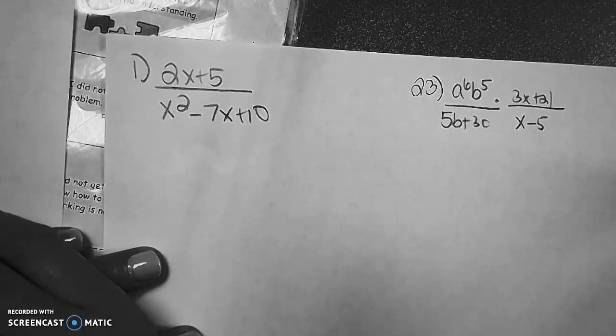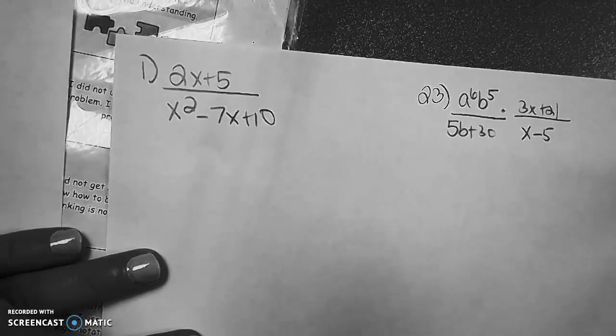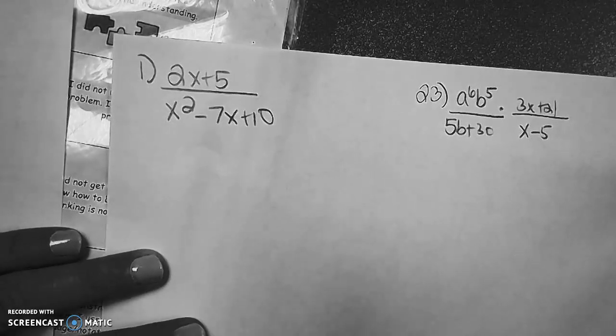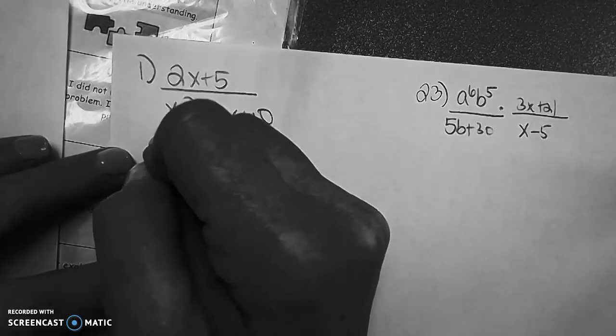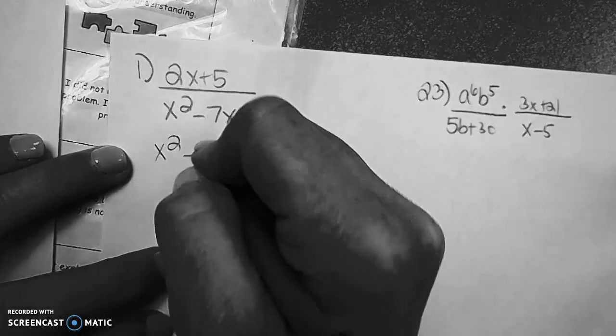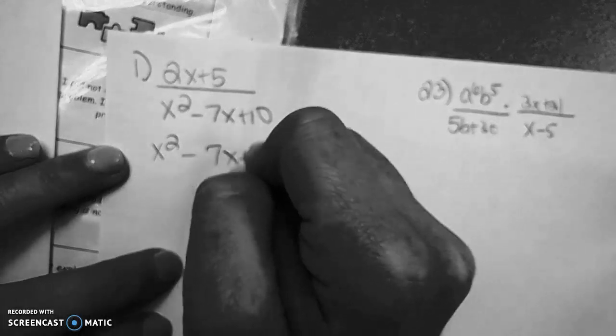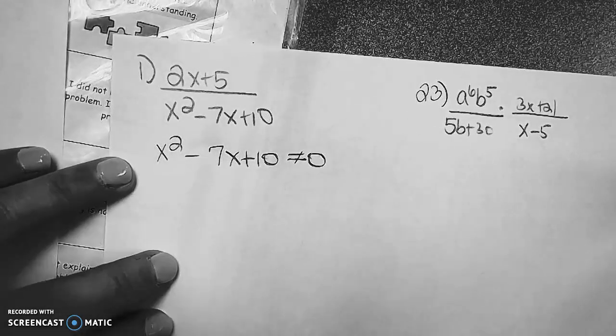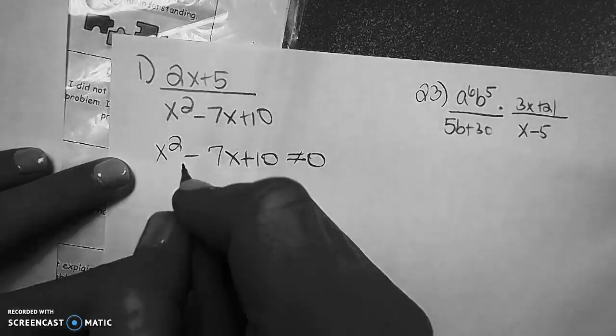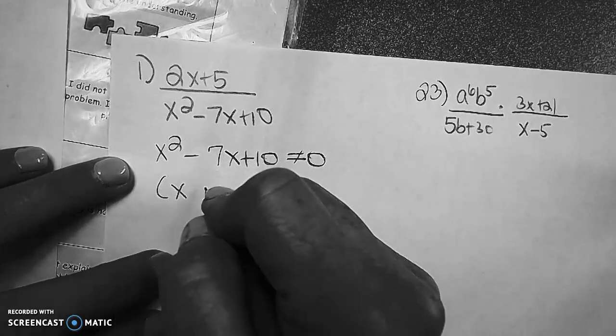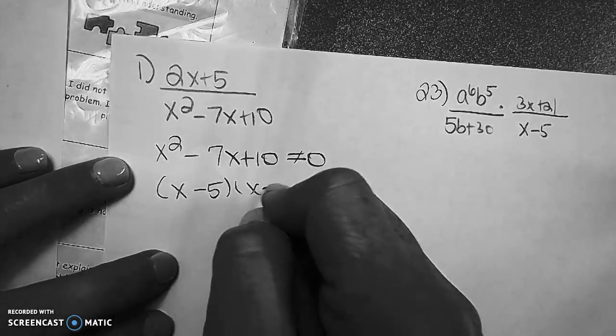Number one said find the domain of each function. We are not worried about simplifying here. We are simply worried about the domain. And since we have a fraction, we know that we're looking for a denominator that can't equal 0. That would be what our variable cannot be. We really don't care what's in the numerator.